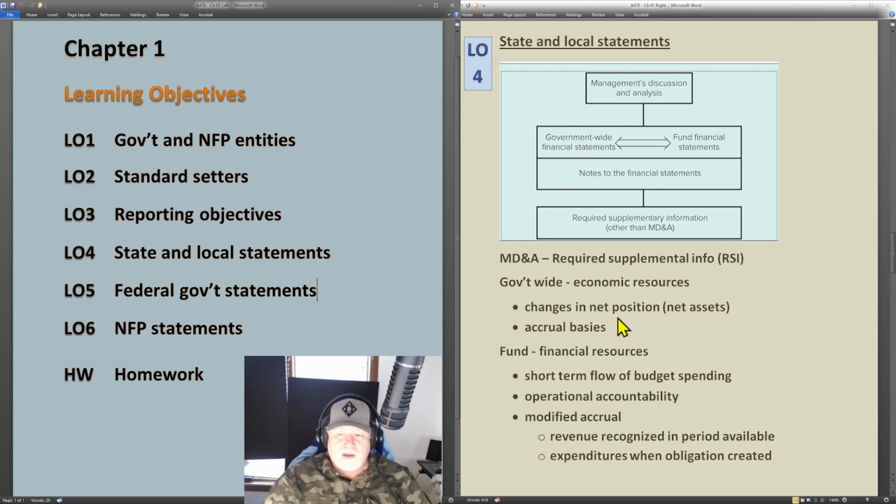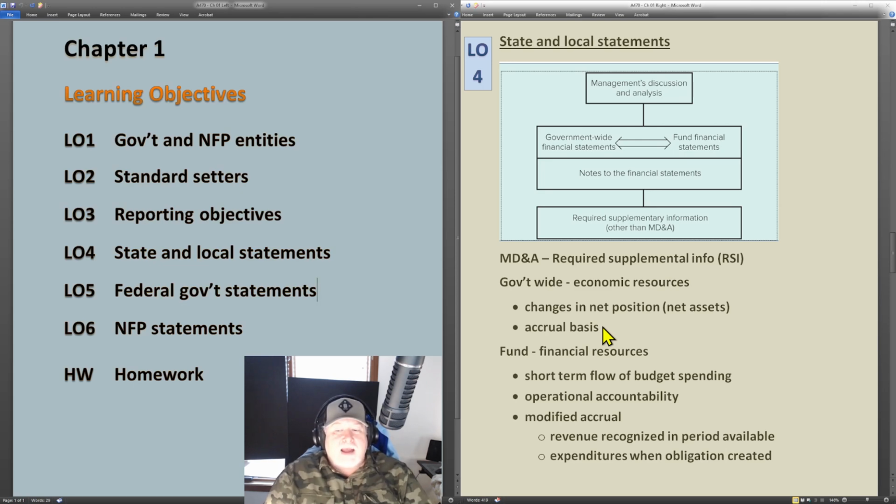And, well, let's see. I kind of wrote this wrong. There we go. Don't you feel better? On the fly editing. The government-wide financial statements, basically the balance sheet, is done according to accrual basis. So it will be more similar to what you are used to.